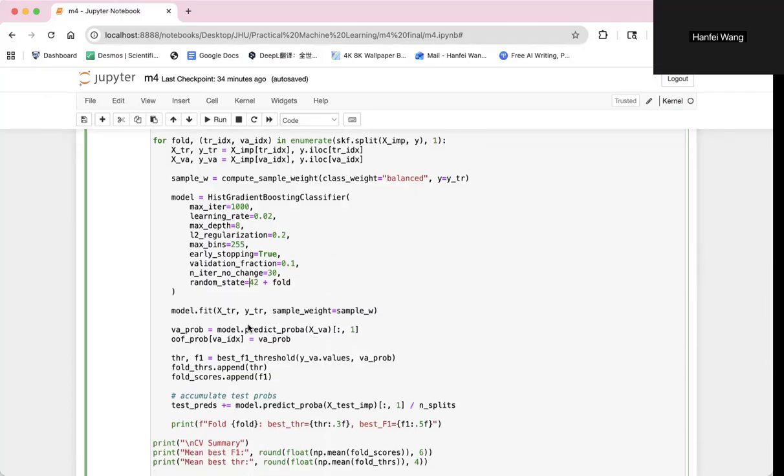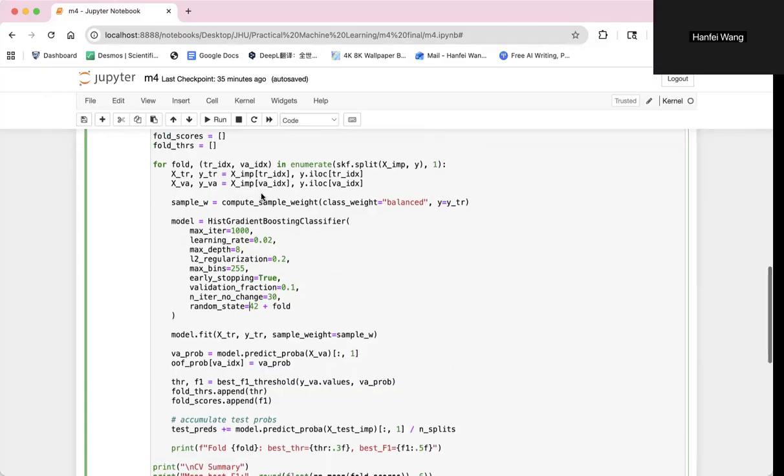I tested several different models before choosing this final one. I tried logistic regression, CatBoost, and histogram gradient boosting. Logistic regression is simple and easy to interpret, but it cannot capture complex nonlinear patterns. CatBoost is powerful and performs well on many tabular data sets. However, in this case, its performance was not as stable. So I selected histogram gradient boosting as my final model.